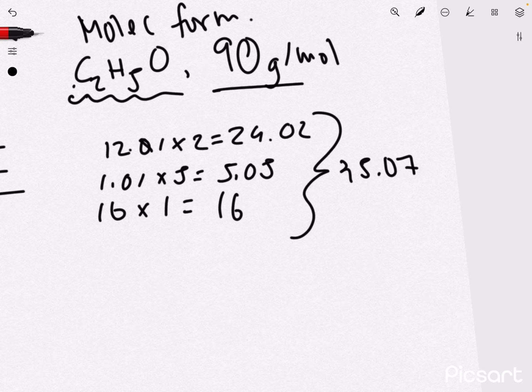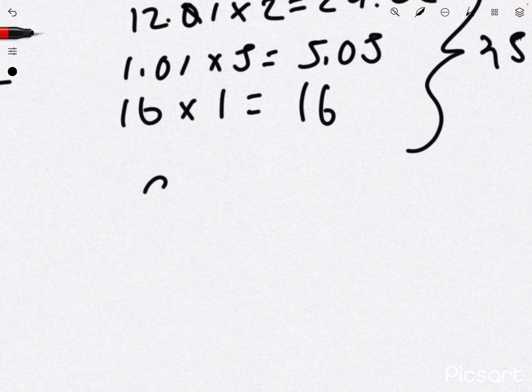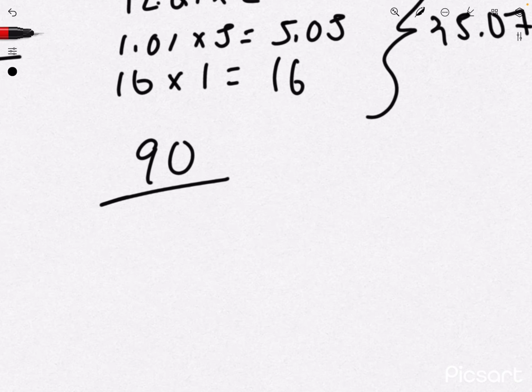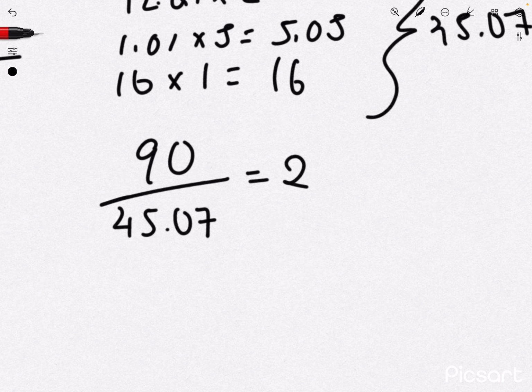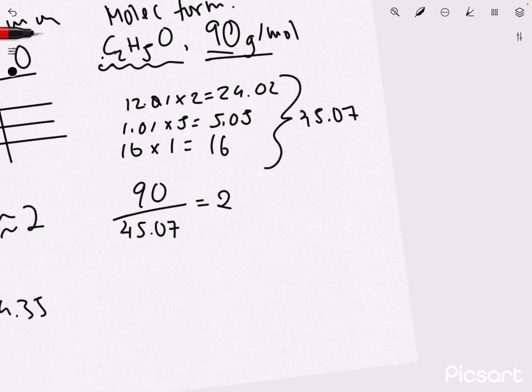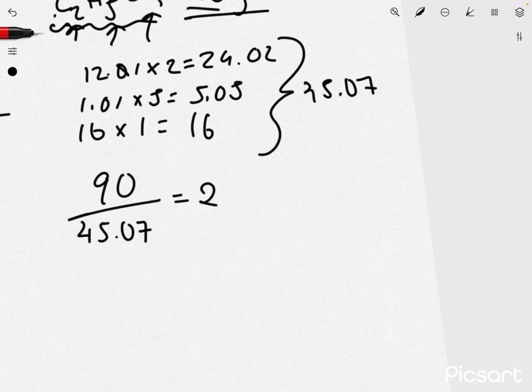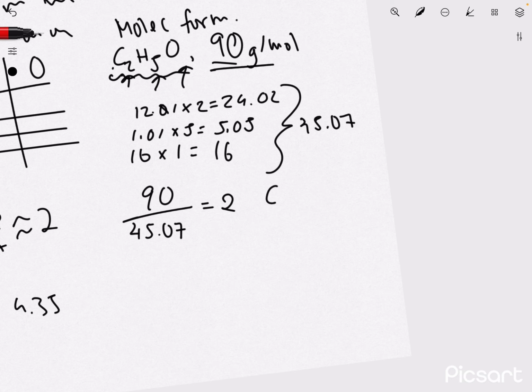Sum the 3 together, and that's going to give you 45.07. Now, we'll divide our supposed MR by our MR shown in the empirical formula, which will give us about 2, telling us that we will need to multiply all of these numbers by 2, meaning that the molecular formula of this compound will be C4H10O2.